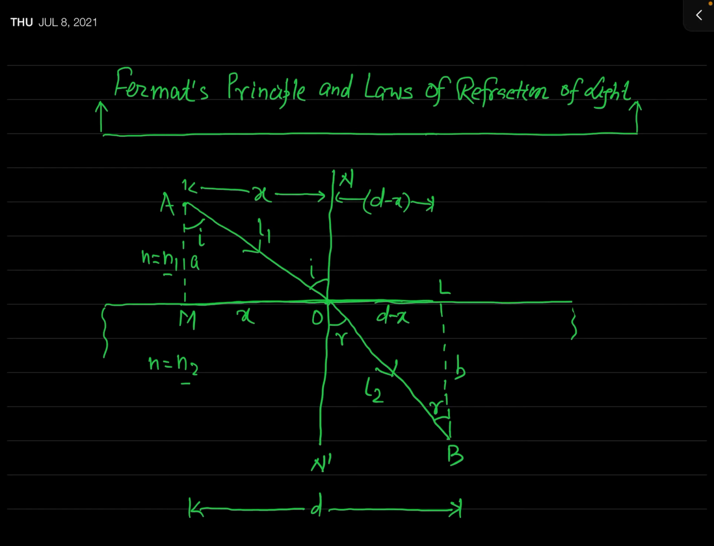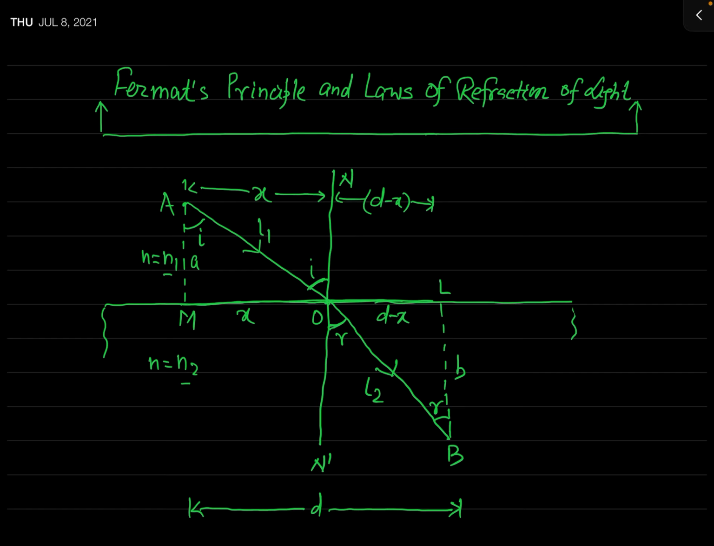And so in this condition you can say if AO is the incident ray and ON is normal, then this angle I between the incident ray and the normal is the angle of incidence. And in the second medium, OB is the refracted light ray, and the angle R between this refracted light ray and the normal is the angle of refraction.